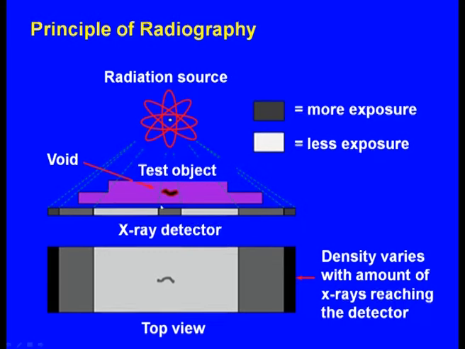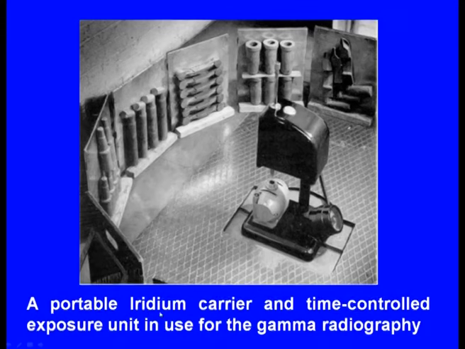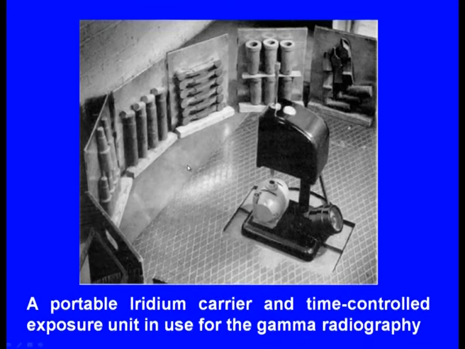So, this is the principle of radiography, and here we can see a portable iridium carrier and time controlled exposure unit in use for gamma radiography. And here we can see gamma rays exposing the components, and these are all the components, and behind the components there is X-ray film.